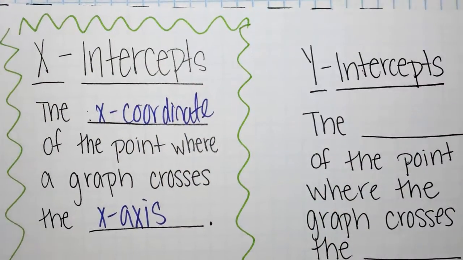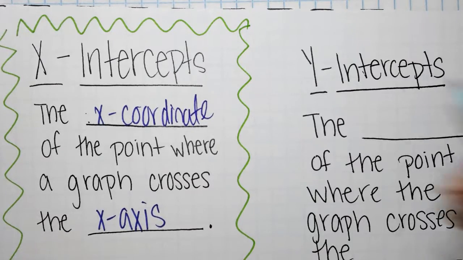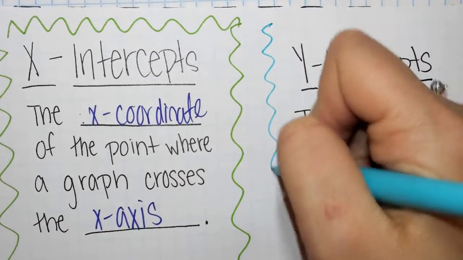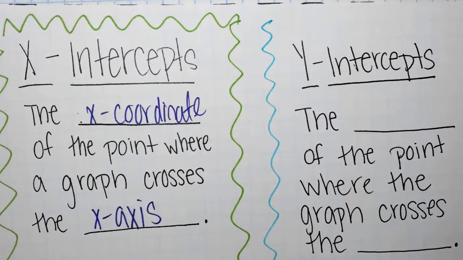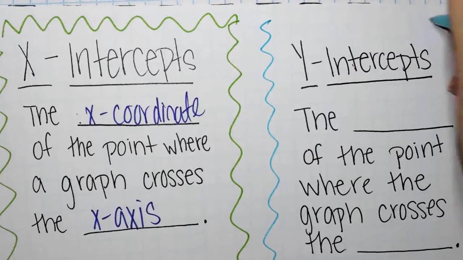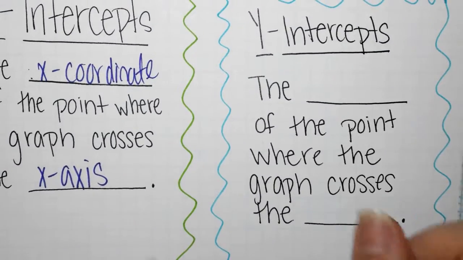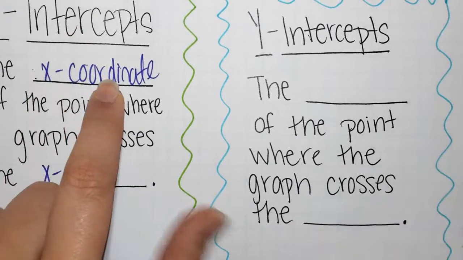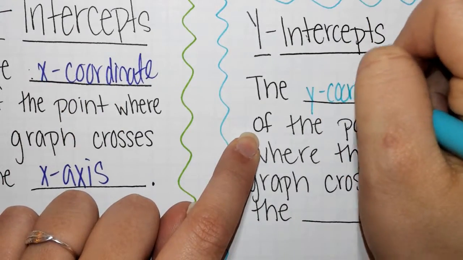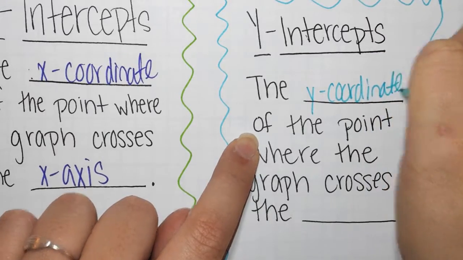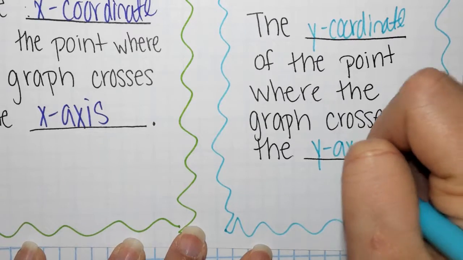So if the x-intercept crosses the x-axis, which axis does the y-intercept cross? The y-axis. Why do you say that? Because it's the y what? Axis. Okay, so the x-intercept is the x-coordinate. The y-intercept is the y-coordinate of the point where a graph crosses the y-axis.